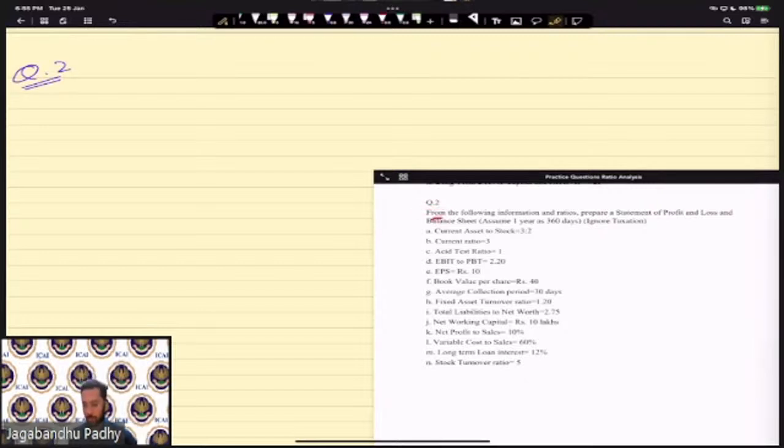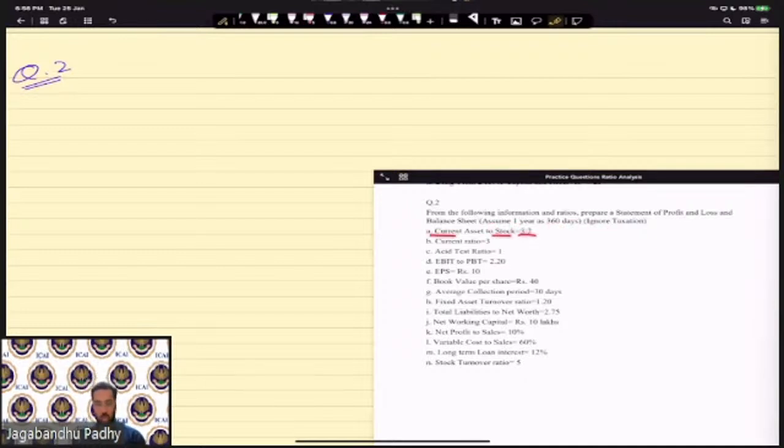Question 2. From the following information and ratios, prepare a statement of profit and loss and balance sheet. Assume 1 year as 360 days. Ignore taxation.